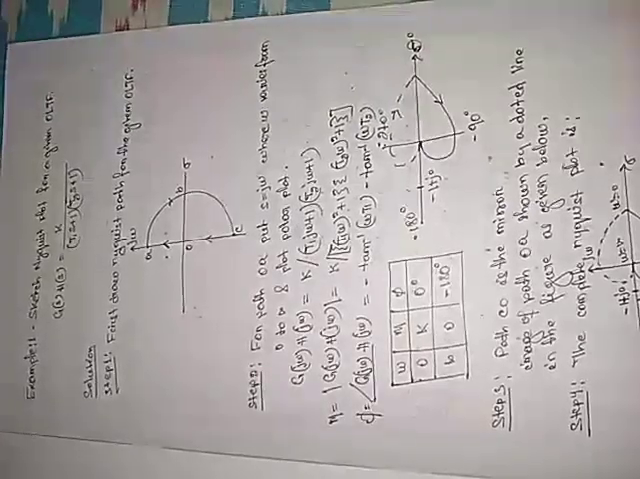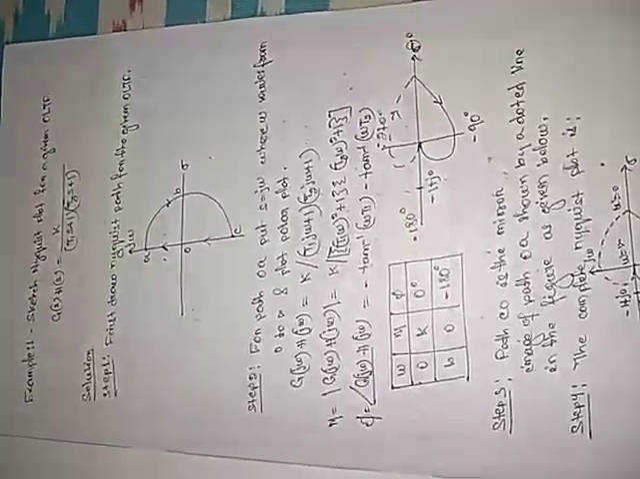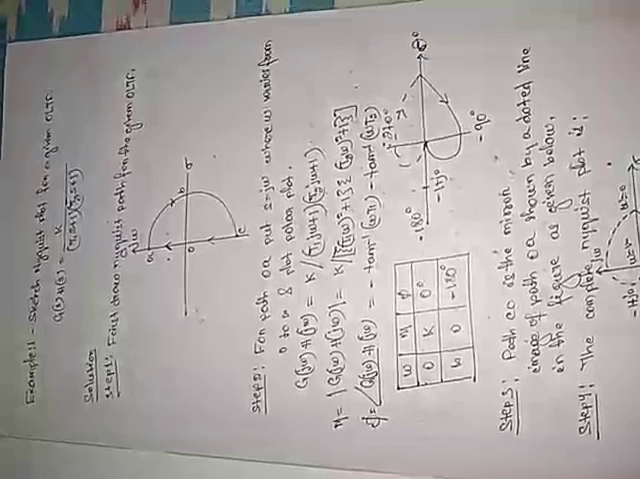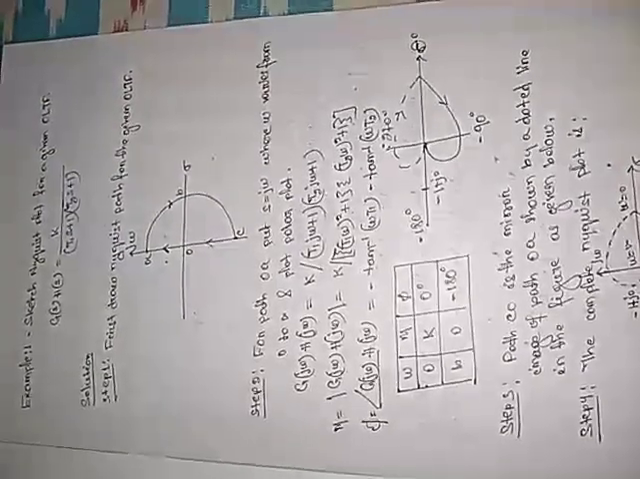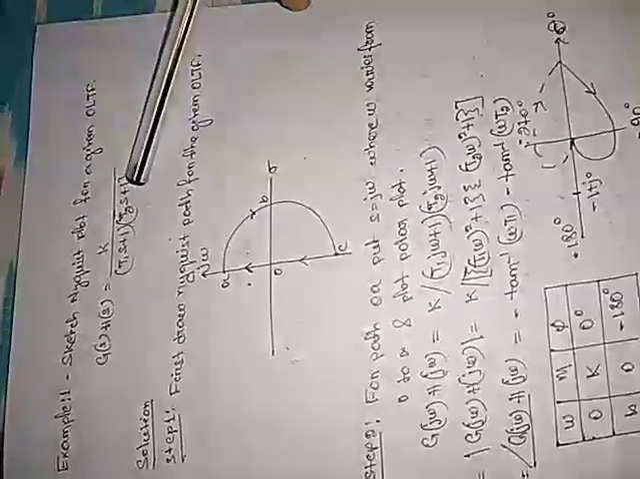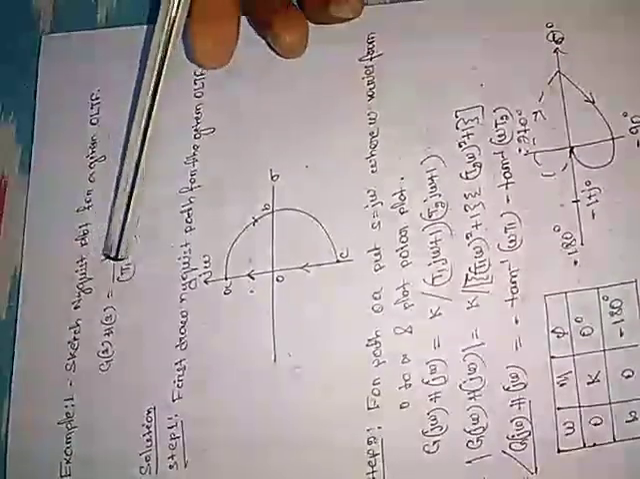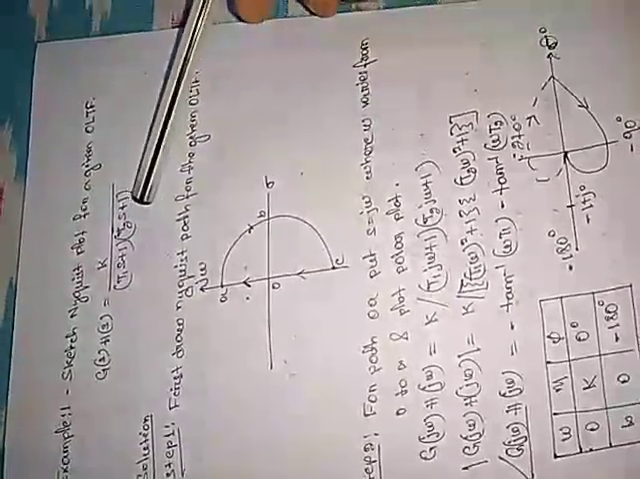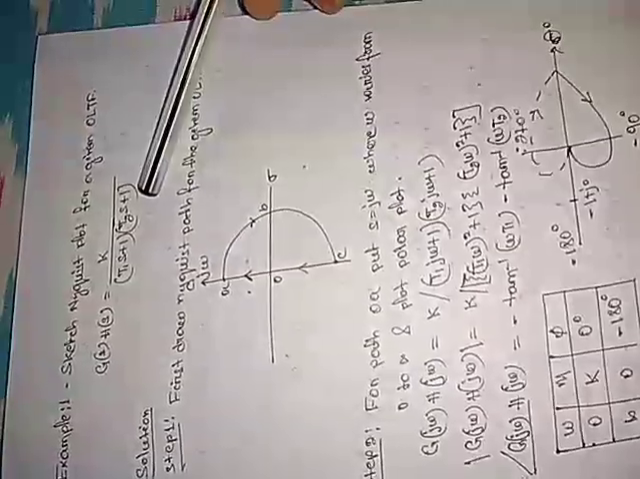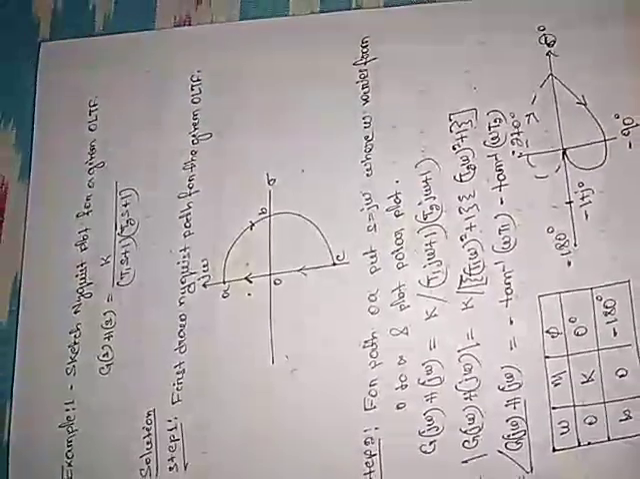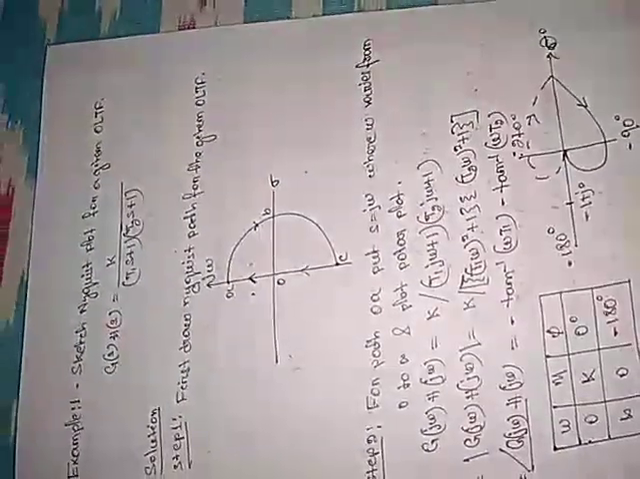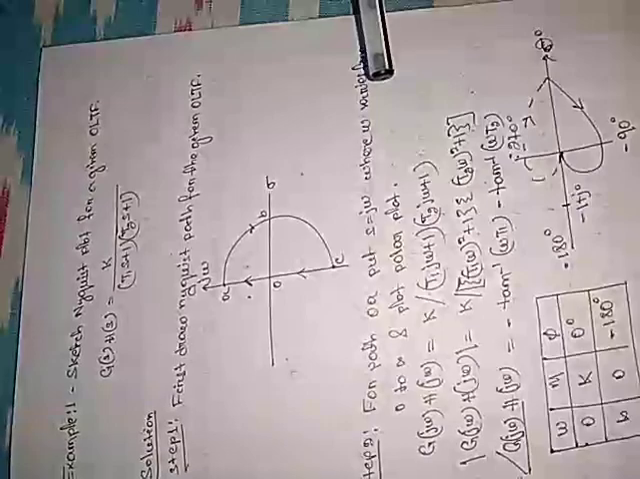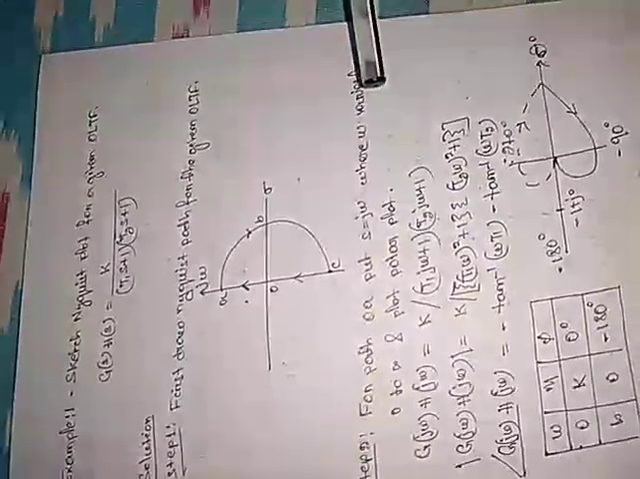In this video, we will discuss some numericals based on the Nyquist plot. Let us consider an open loop transfer function. It is given as K by (T1 s plus 1)(T2 s plus 1). Now we see how you proceed for the solution for this open loop transfer function.